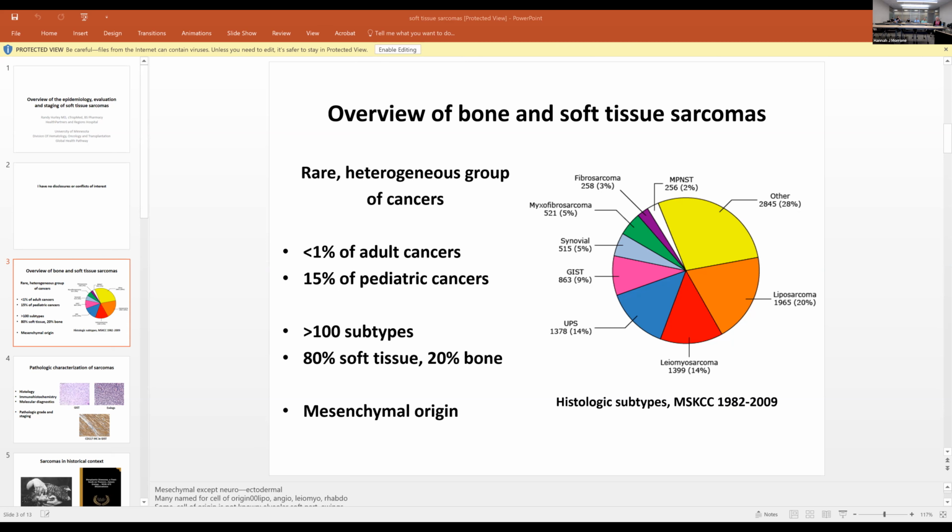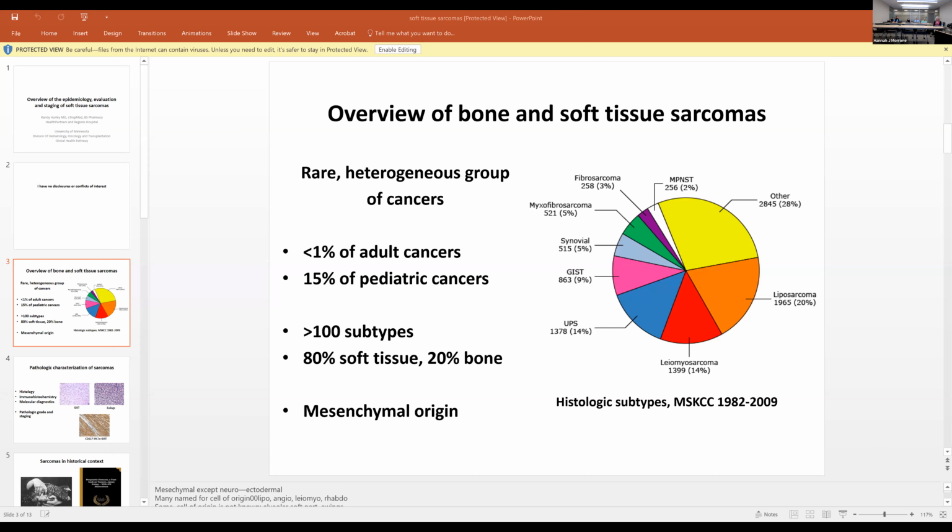Sarcomas are tumors of mesenchymal origin, as you know. There are a handful of bone sarcomas, osteosarcomas, chondrosarcomas, etc. And then a whole plethora, literally 50 to 100 different subtypes of soft tissue sarcomas, many of them named after the tissue origin, but not necessarily. We've already heard a little bit about liposarcomas from adipose tissue and leiomyosarcomas from smooth muscle, etc.